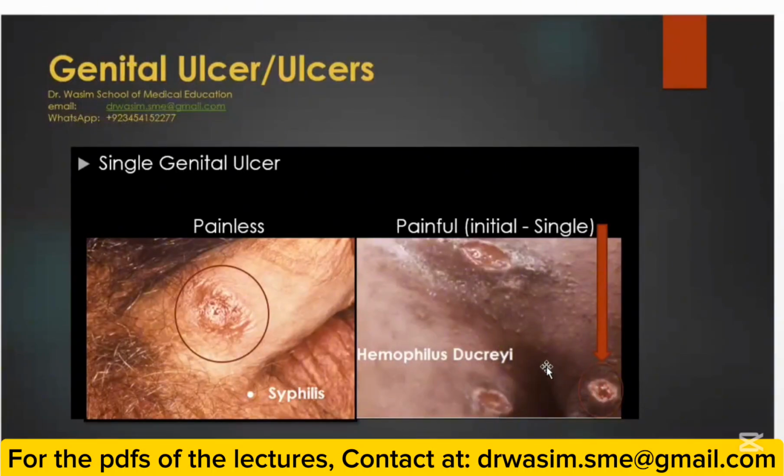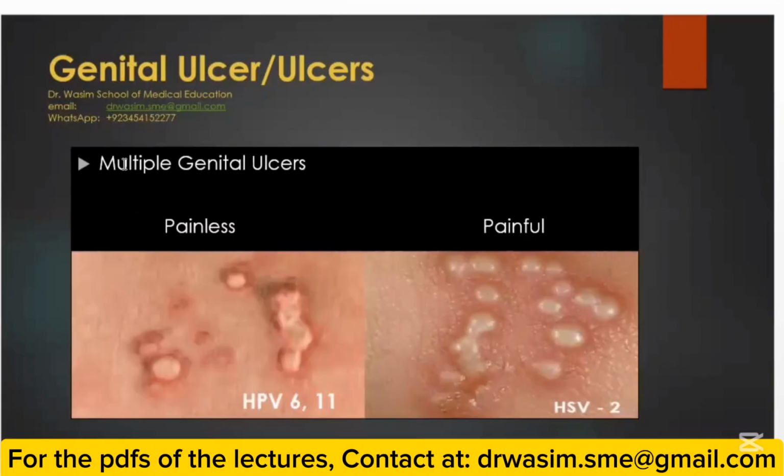That's because initially it started as a single genital ulcer, but later on it converted into multiple genital ulcers. Initially single and painful, so this is Haemophilus ducreyi. Later it may convert into multiple painful genital ulcers. Now let's discuss the multiple genital ulcers.